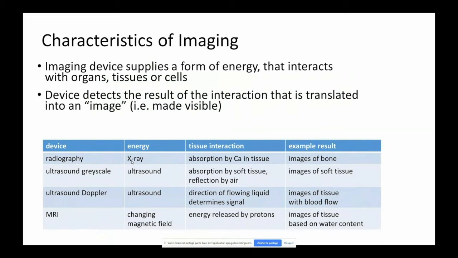Then we will explain what imaging is. Imaging is characterized by devices which supply a form of energy. The interaction of this energy with organs, tissue, and cells produces an image, so what is made visible. Each device has a different form of energy. There are different tissue interactions, and we give some examples. So radiography, the X-ray, works through the absorption by calcium in tissue, and then we will make the example of bone, the ultrasound grayscale, the ultrasound Doppler, and the MRI.